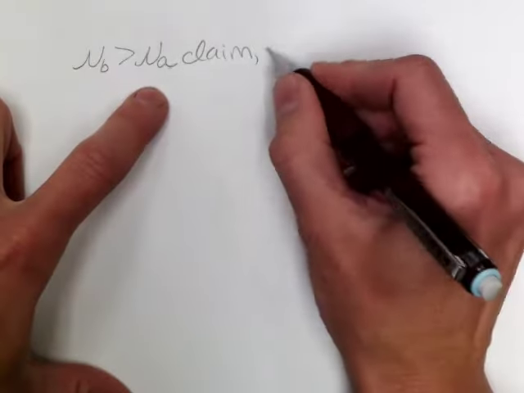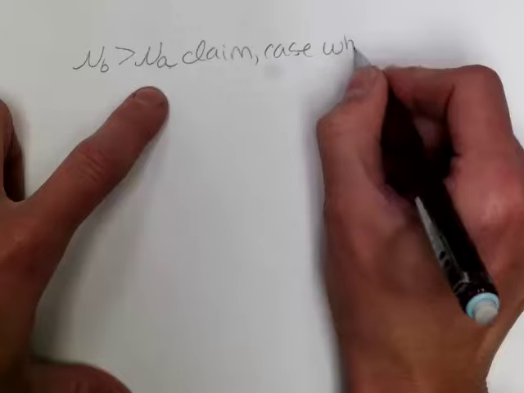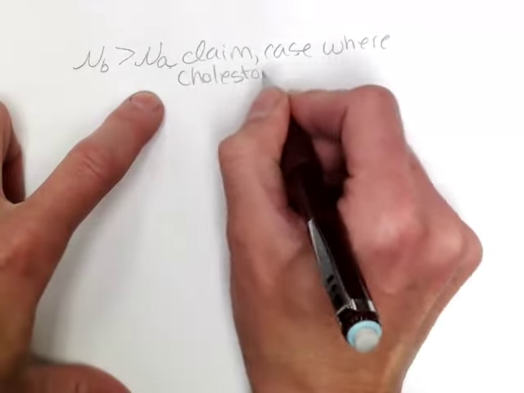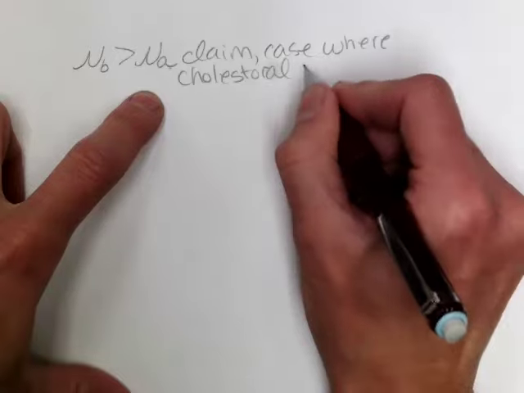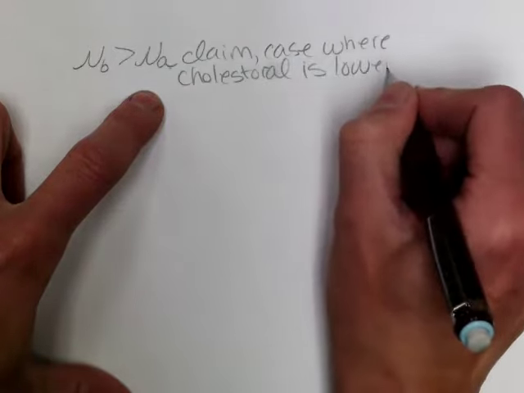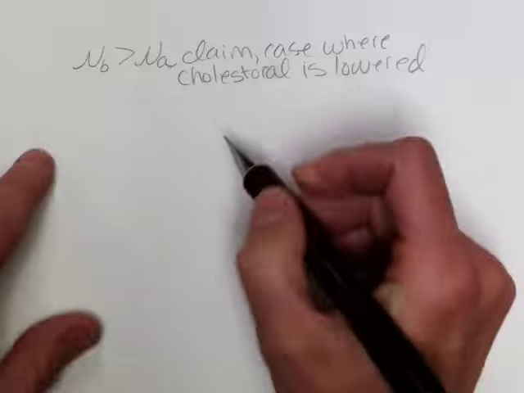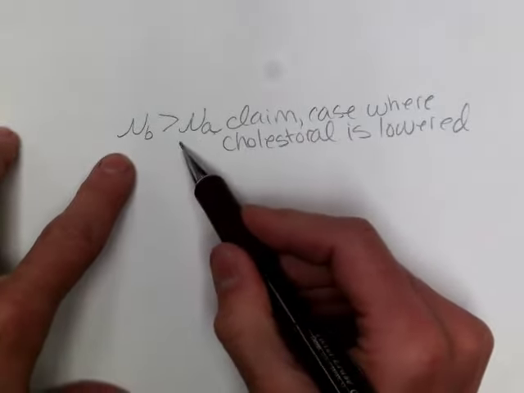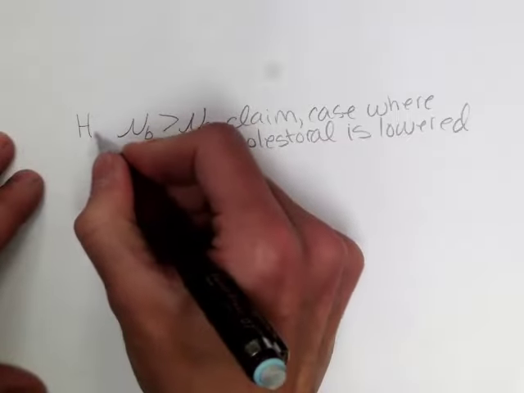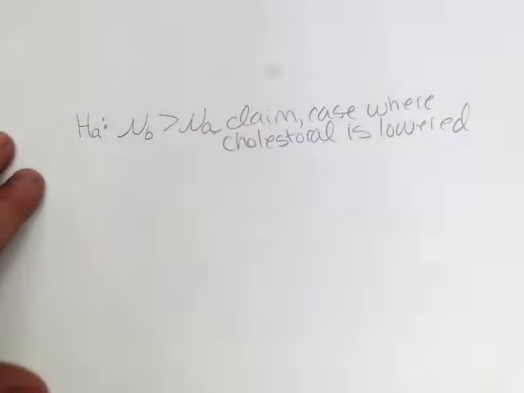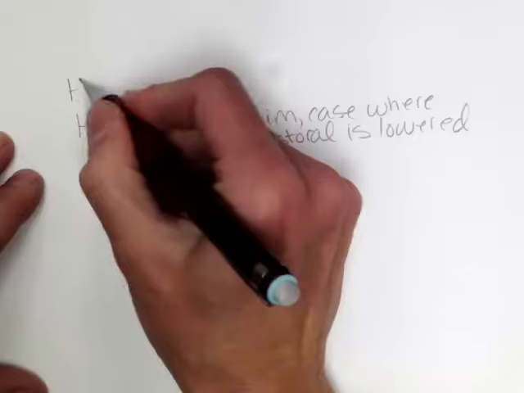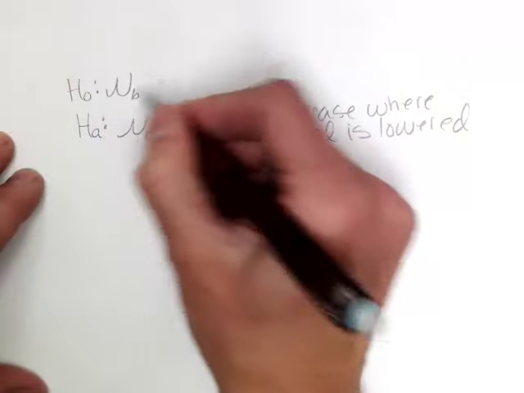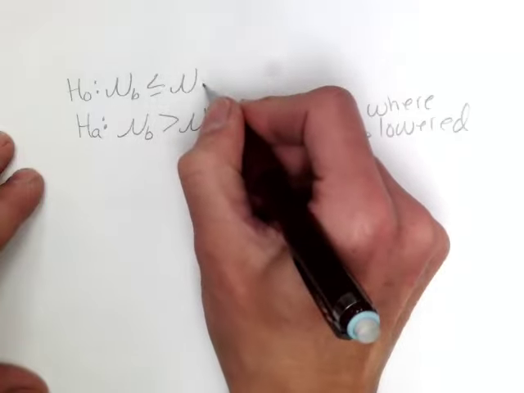And this would be the case where cholesterol is lowered. Okay, I'm sure I didn't spell that right. Okay, so because this does not contain the case of equality, this makes this the alternative hypothesis. So this will make the null hypothesis mu sub b less than or equal to mu sub a.